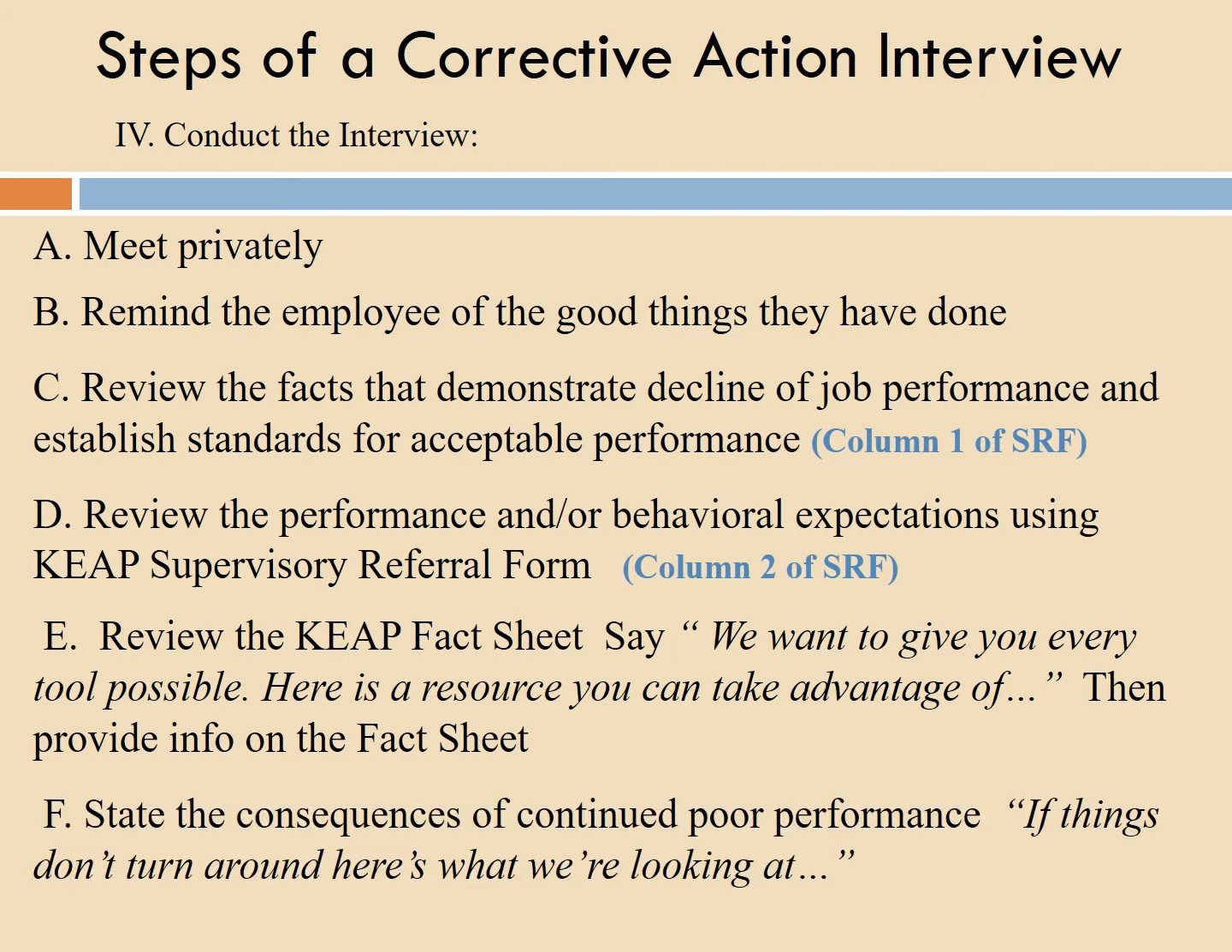Now, generally, it's wise to state the consequences of continued poor performance. Here's where you can say something like, "If things don't turn around, here's what we're looking at." Now, this may not feel good, but it's the leverage you have as a supervisor to nudge an employee towards change.